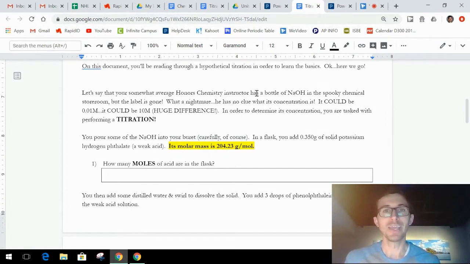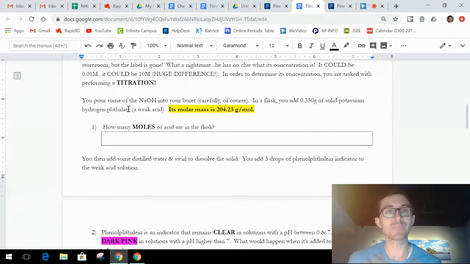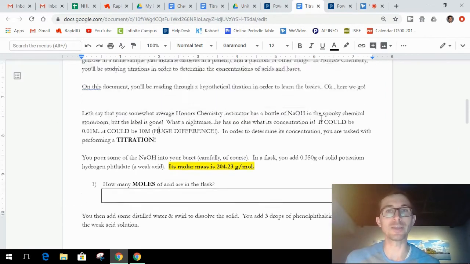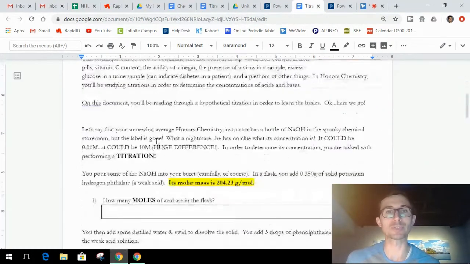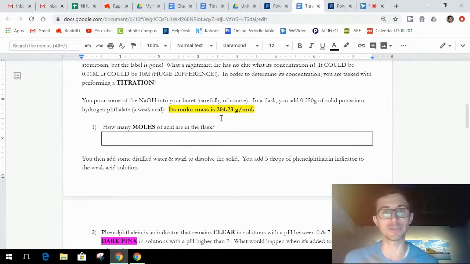Let's say in general that a bottle of NaOH is mislabeled, the label is gone, and we don't know what the molarity is. It could be 0.01, could be 10 molar. Again, big difference between those two. So one use of a titration is to figure out the molarity of this random base in a chemical storage closet. In order to do this, we need to know something about what we are titrating with. So I pour some of the NaOH into the burette. Again, this is that burette. I don't know the molarity. We're going to figure it out eventually.